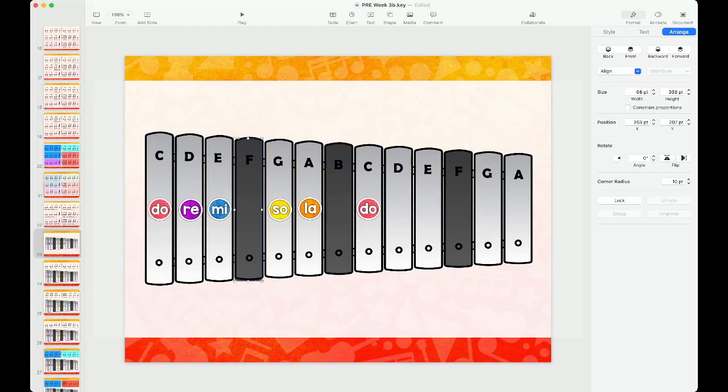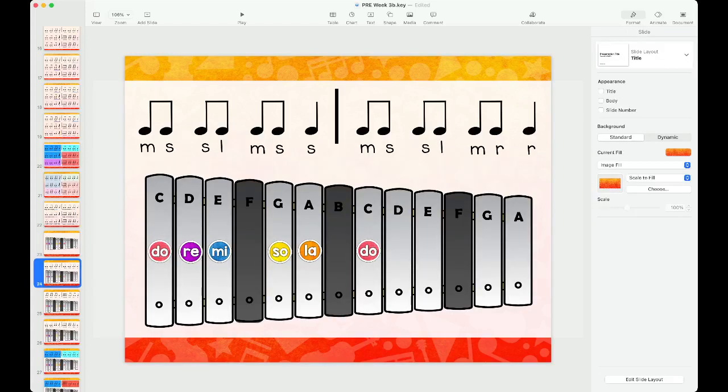Anyway, when we're processing through the song, there's a visual of the xylophone with the solfege overlaid on top. And above it, I have just one line of the song: Mi, so, so, la, mi, so, so, mi, so, so, la, mi, re, re. So this gives kids a chance to see what it would look like on their instrument.